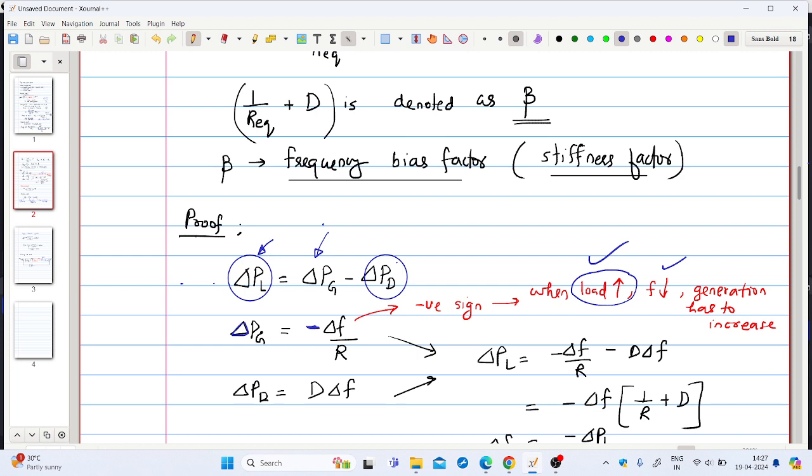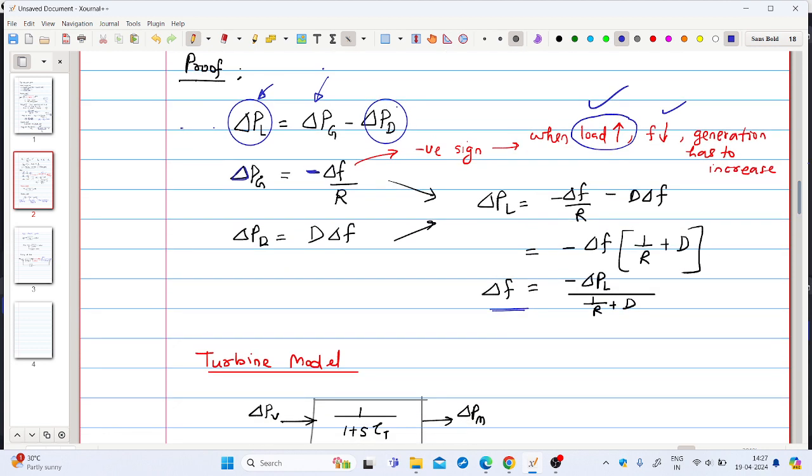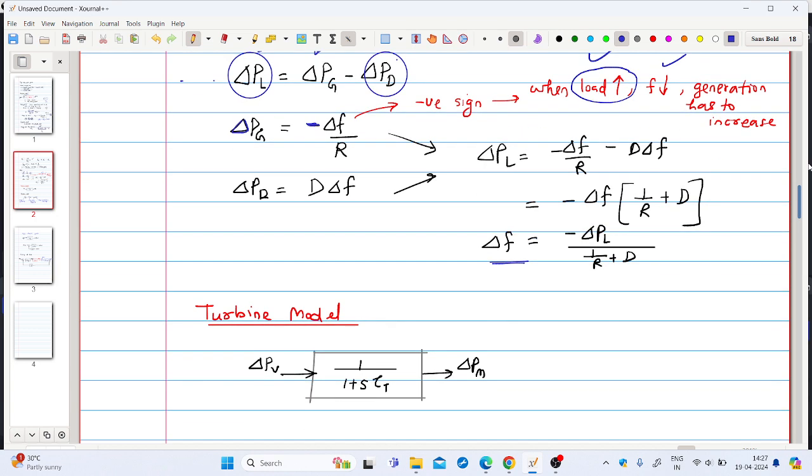Then coming to delta PD, delta PD is the frequency sensitive load, that is either D delta omega or D delta F. Now we can substitute these terms here, and by doing the simplification, you can see that delta F, the steady state frequency deviation, is given by negative of load change delta PL divided by 1 by R plus D. R is the speed drop, governor drop, D is the load damping constant.